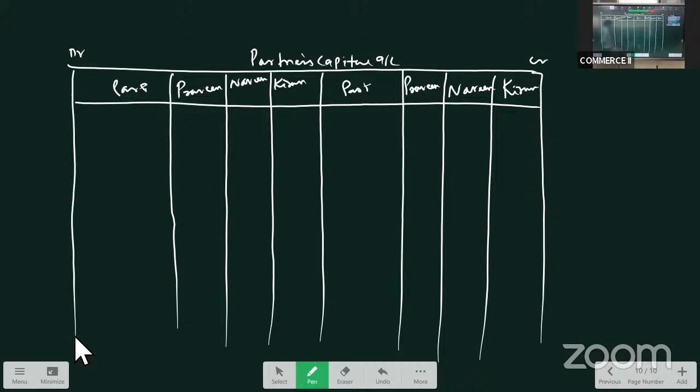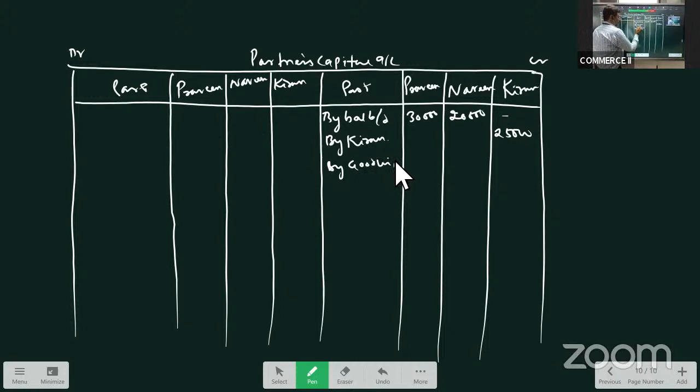We usually get 4 items on the credit side. What are those? First one is the capital. Capital of Praveen is how much? 30,000. Capital of Naveen is 25,000. And Kiran has introduced 25,000 as his capital. By Kiran, 25,000.